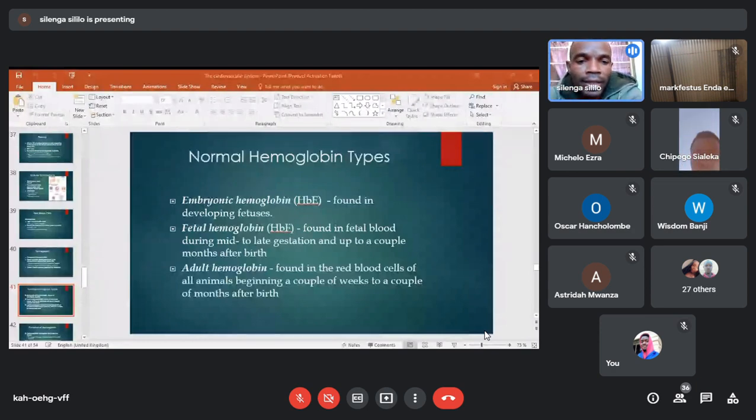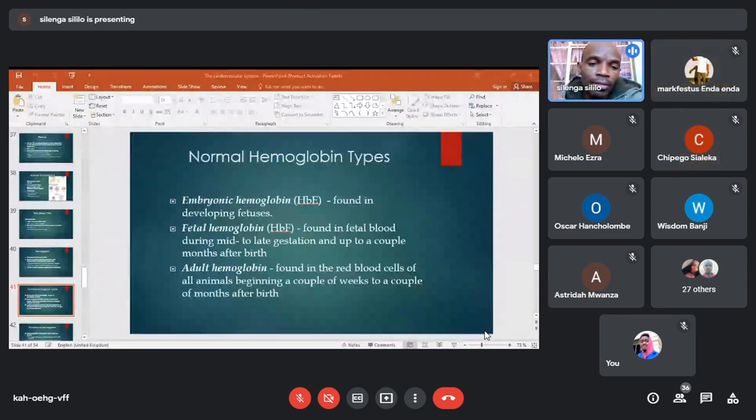So it's found in fetal blood. That is in the mid to last trimester, and even up to a few months after birth, you find that you still have fetal hemoglobin. Then you have the adult hemoglobin that is found in red blood cells of all animals, beginning a couple of weeks to a couple of months after birth. So those are the stages.